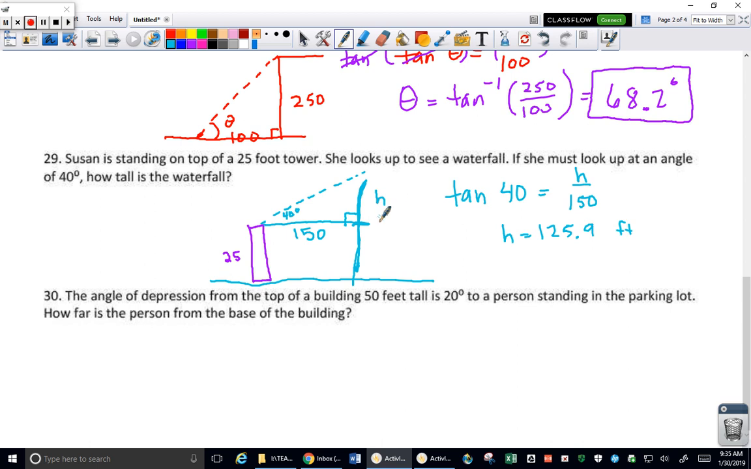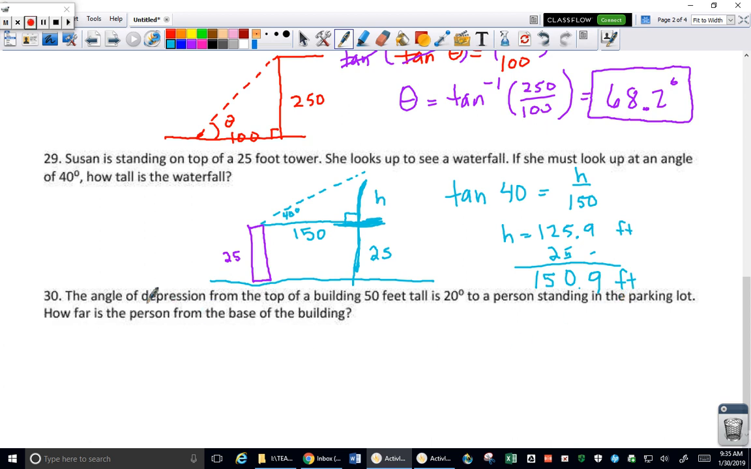But wait a second. That doesn't go to the ground. That only goes to where Susan is. So we have to take that answer and add in her tower height. So when we add in the tower height, we get a very majestic waterfall of 151-ish feet tall. And my pad is still glitching.